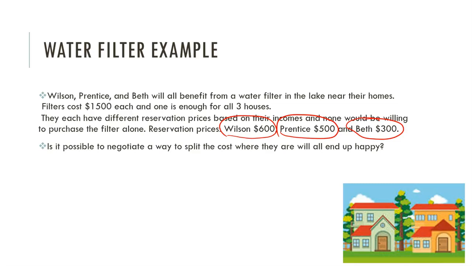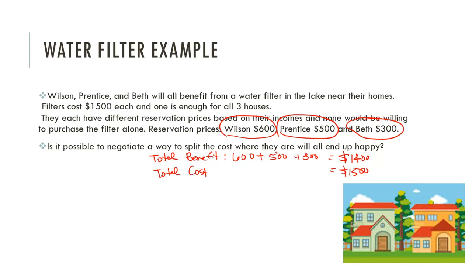So is it possible to negotiate a way to split the cost so everybody ends up happy? Well, what we want to look at here is the total benefit versus the total cost. So total benefit is going to be 600 plus 500 plus 300. So our total benefit from this water filter is $1,400. So they do want to have a water filter. It will make them $1,400 worth of happy to get this water filter. The problem is, though, when we look at the total cost, it's going to be $1,500. So there's no way to split this up so everyone's going to be happy.